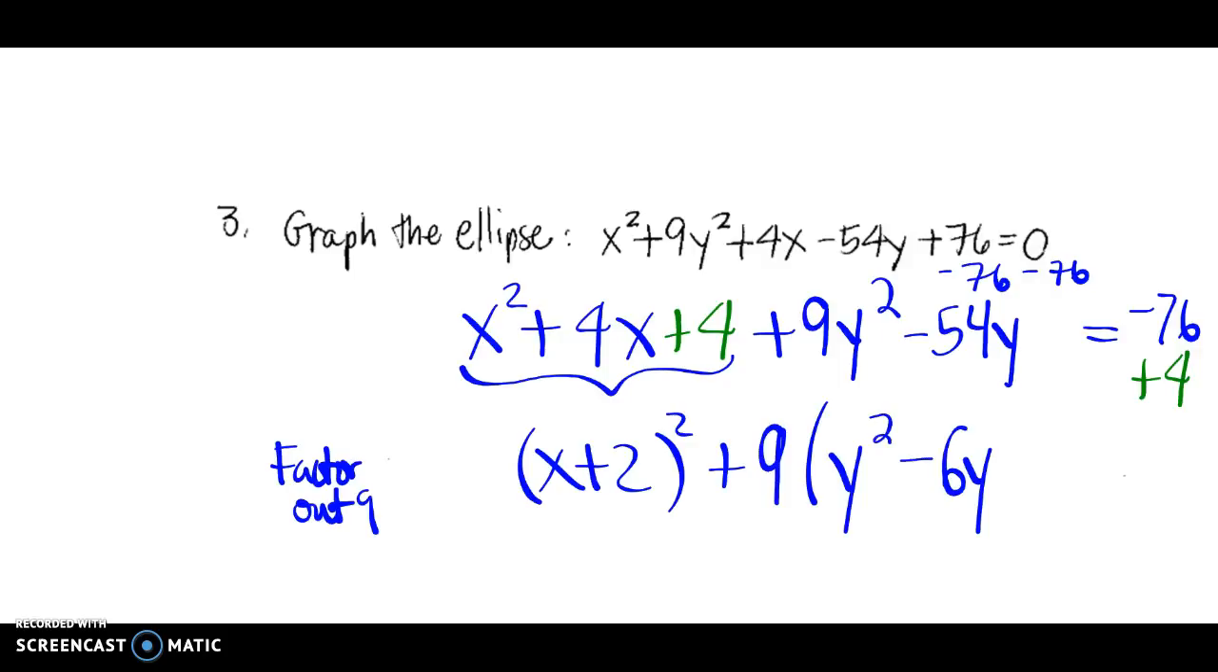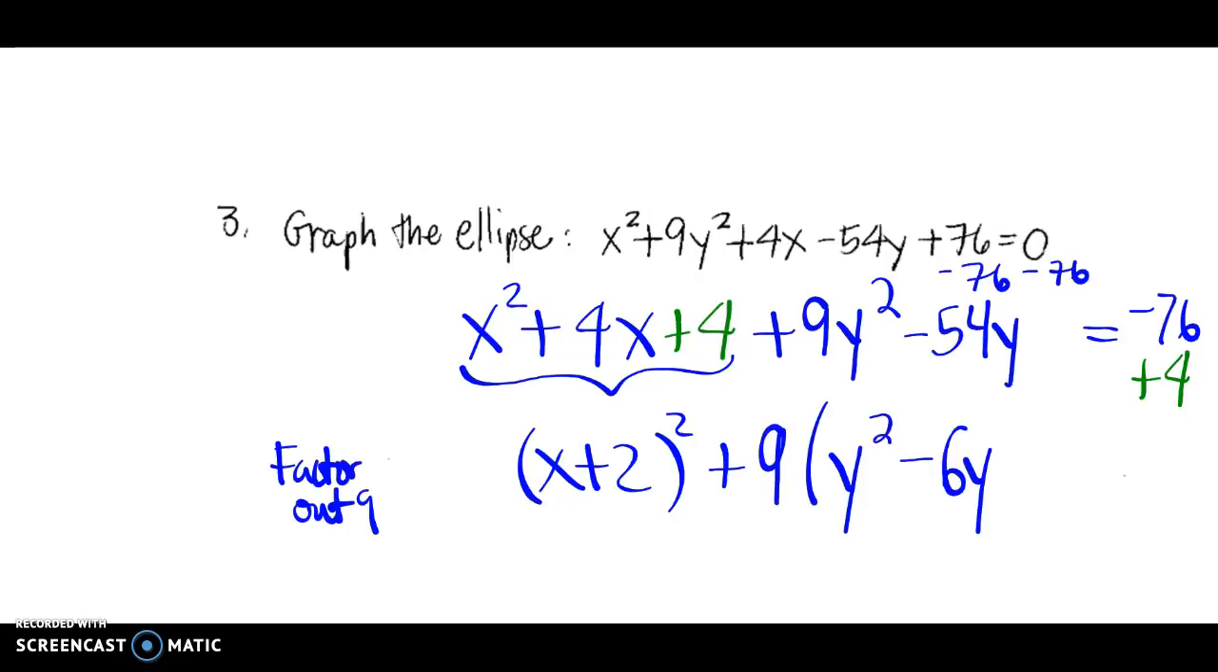Okay, so now what we're going to do is... Why didn't you take out half of 54 squared? You're right, buddy. I had to factor out a 9 first. Because I have to factor out a 9 first.